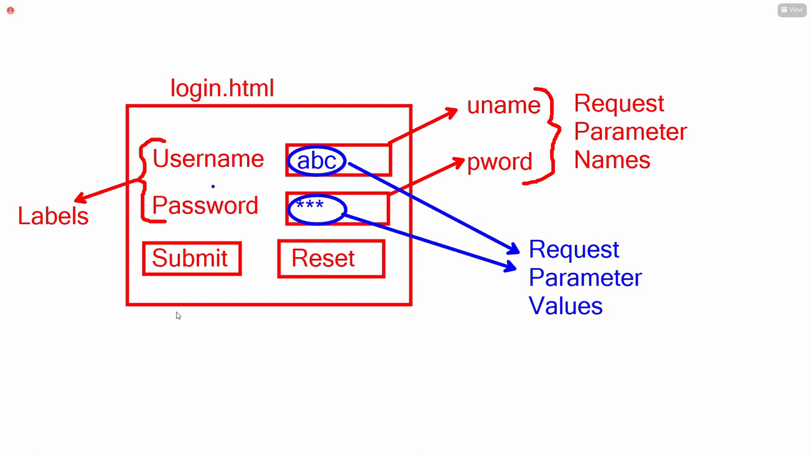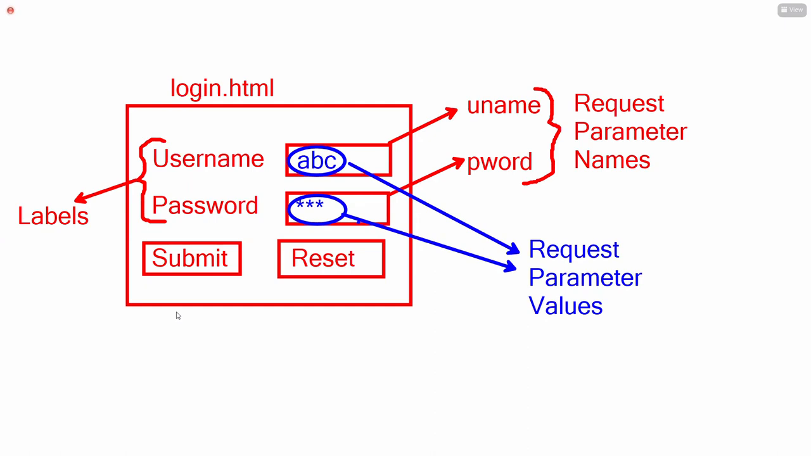These two are called labels. These two are called request parameter names. These two are called request parameter values. So username, password we write in a program, and it appears in the output. Uname, keyword we write in a program, it doesn't appear. This ABC XYZ we are going to type dynamically.